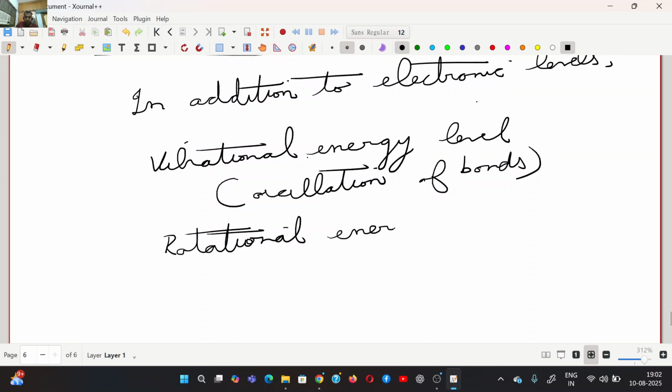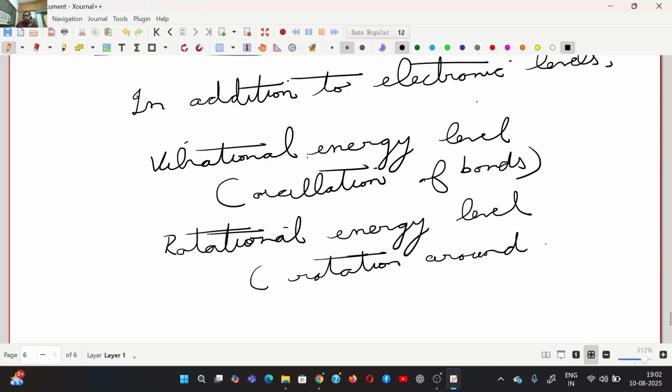rotational energy level due to rotation around the axis. Fine.